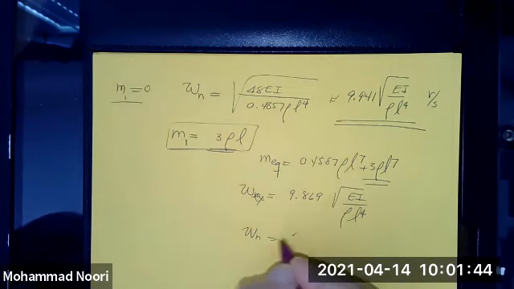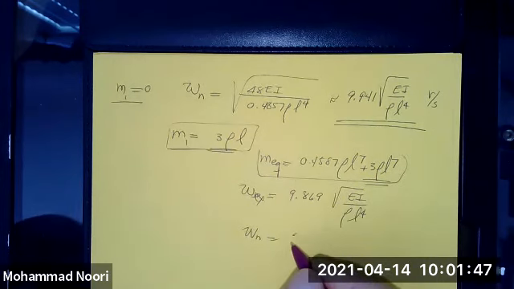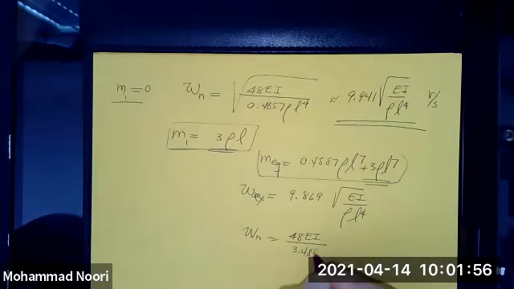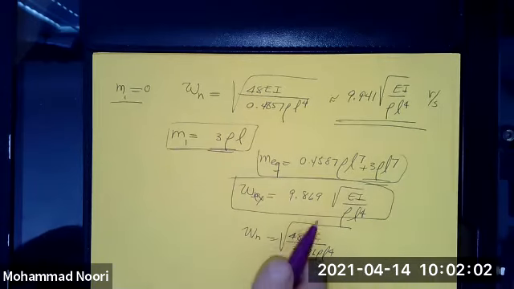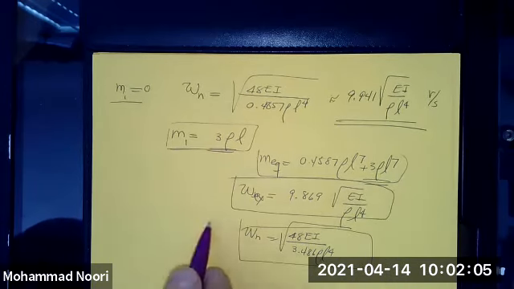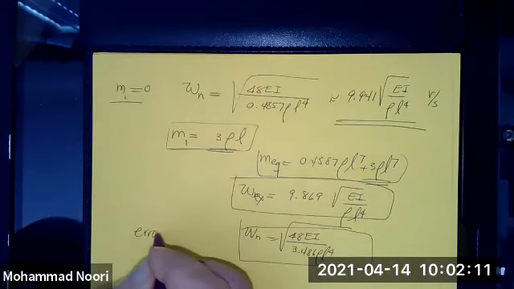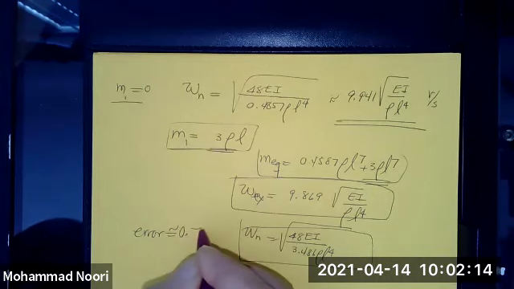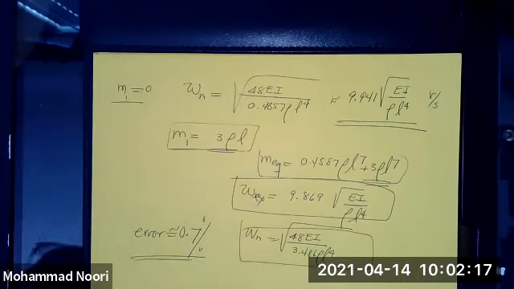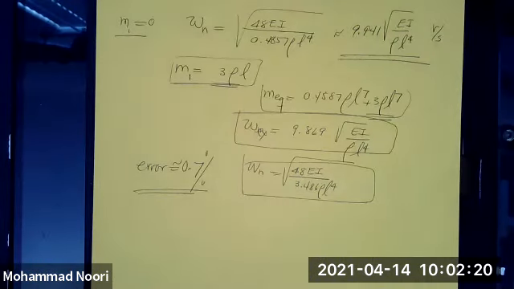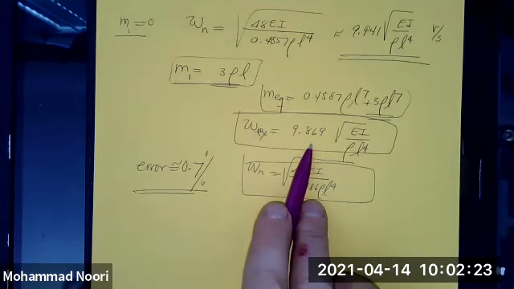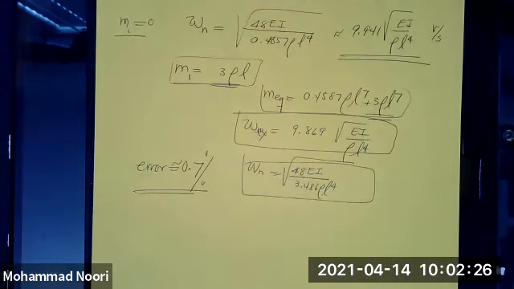The natural frequency you get by substituting this would be the square root of 48 EI over 3.486 rho L^4. From the table for exact natural frequencies, you get this. For the problem we did, this is the natural frequency we find. And you see that the error is roughly about 0.7%, which shows how powerful Rayleigh's method is in estimating the exact natural frequency of a system.